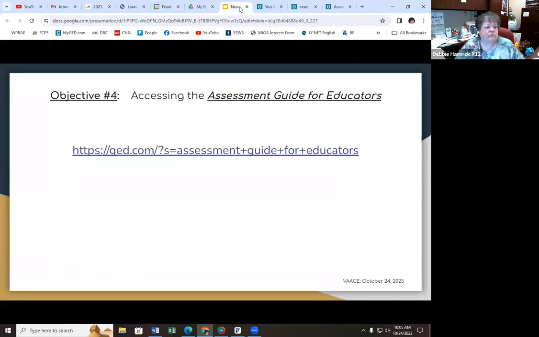And again, I will go back. This is the link, if you want to write it down, that takes you directly to the assessment guide for educators. But again, all you have to do is go to the myged.com website and put in the search bar assessment guide for educators, and it'll pull the page up as well.